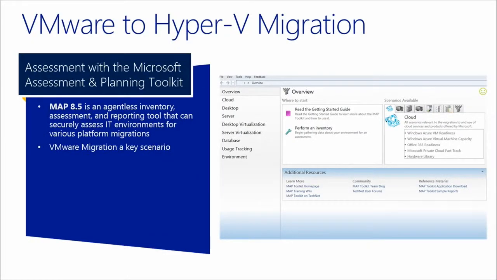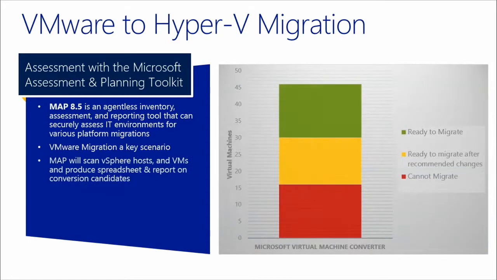All right, now we're going to move on and spend just a minute talking about VMware to Hyper-V migration. The first topic that we have here is looking at the MAP toolkit. We have 8.5 listed here, but we've actually just released version 9.0 in the past couple of weeks, so it's even better now, even more enhanced. Matt, why don't you take this one away?